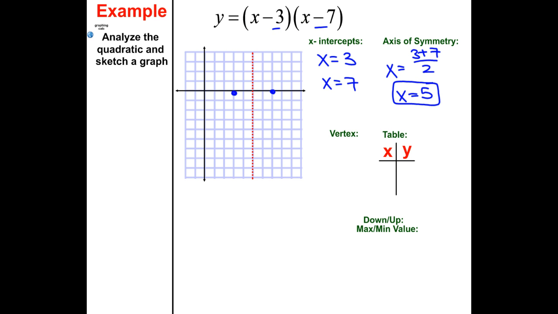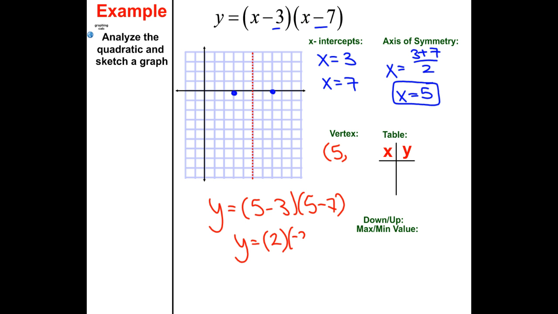All right, now we need to find our vertex, and to figure out our vertex, we plug in our x value. So again, our x value of our vertex is going to be 5. We plug that into our equation. So y equals 5 minus 3 times 5 minus 7. So really that's going to be y equals 2 times -2. So y equals -4. So my vertex is at (5, -4). So again, I'm going to graph that point.